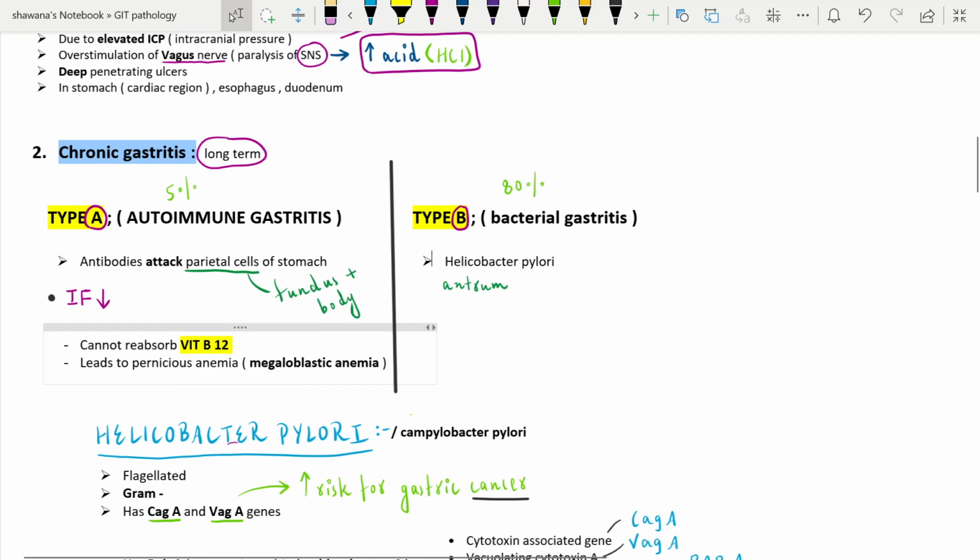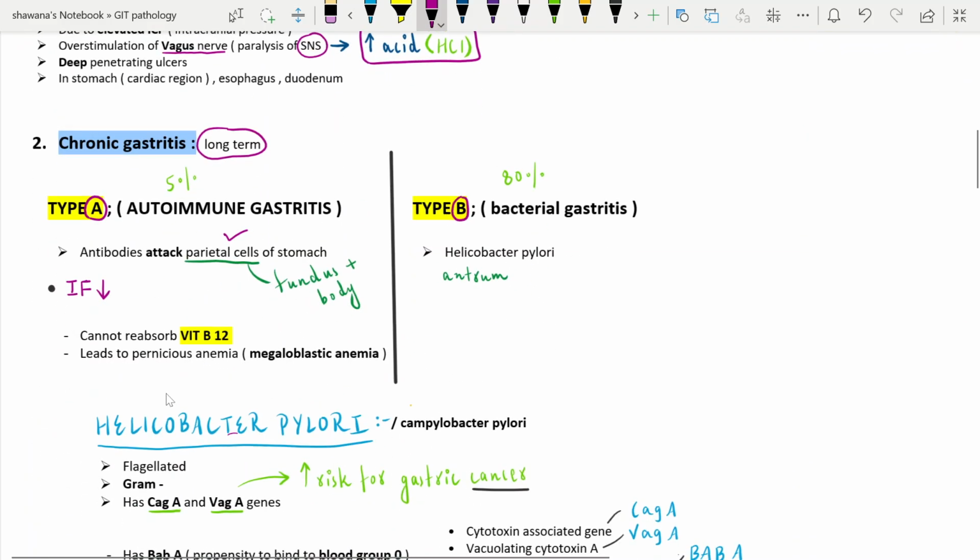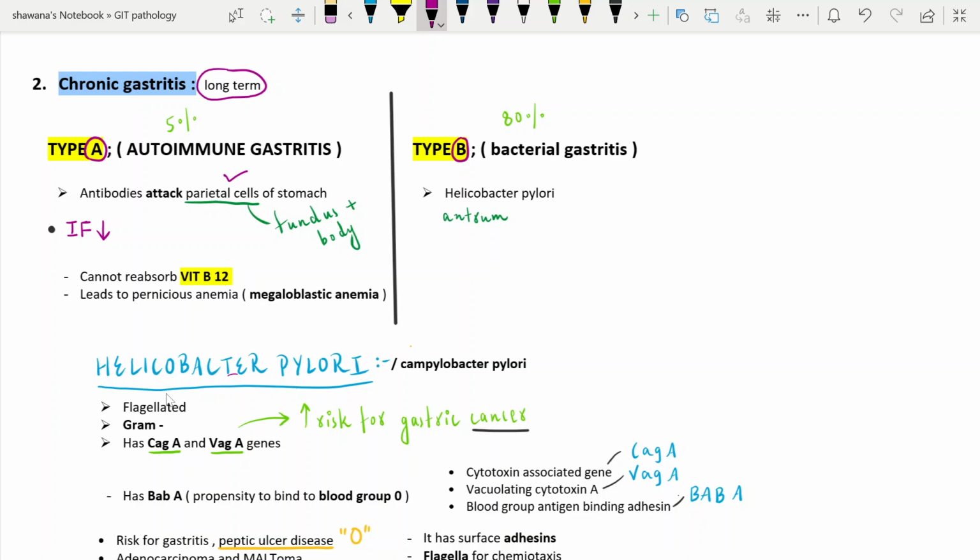Discussing autoimmune gastritis: in autoimmune diseases, our antibodies start to attack our own cells. They recognize our own cells as antigens or pathogens, and they start to produce autoantibodies against our own cells. In autoimmune gastritis, the cells attacked by the autoantibodies are the parietal cells of the stomach. And as you know, parietal cells secrete two things. First, they secrete HCl, and second, they secrete intrinsic factor. And what is the function of intrinsic factor? Intrinsic factor has a function in the reabsorption of vitamin B12.